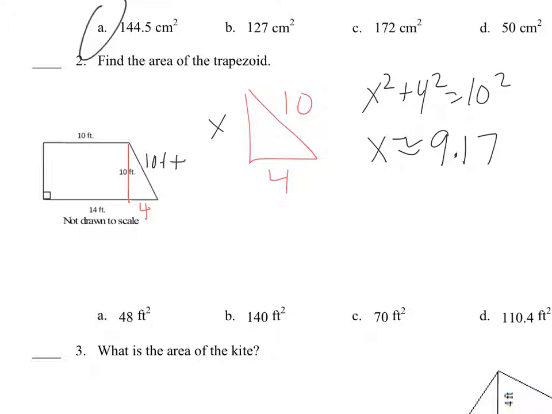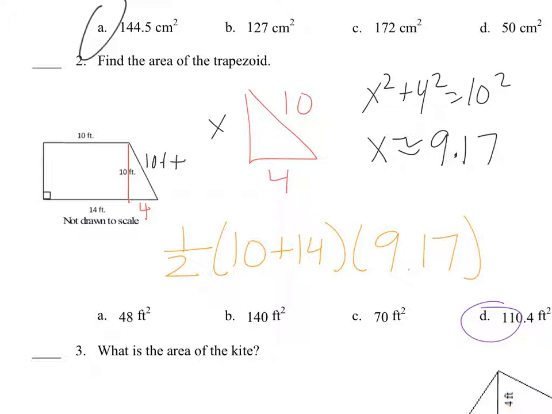My area of a trapezoid is 1/2 times the two bases added together, that whole base, times my height. So 1/2 times 24 times 9.17, 110.04. I don't see that on here, but this is pretty darn close. Depending on how you round, you could have a different answer. Pick the closest one to it. So mine is D.